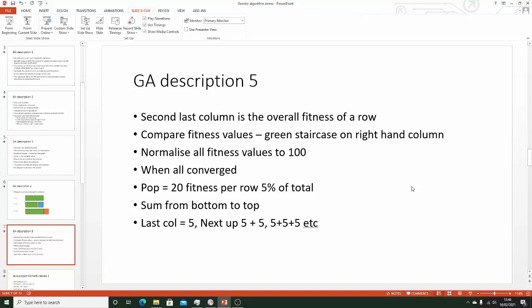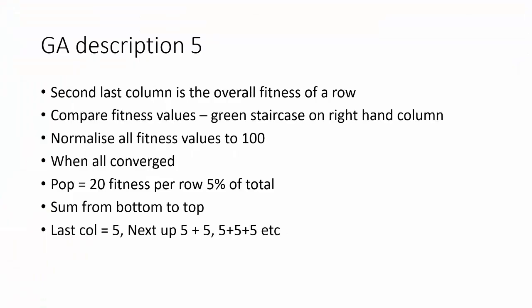The normalized values for the fitness are shown in the final column. The second last column shows the overall fitness of a row. You can determine if the system has converged by looking at the final column, which gives a sort of a staircase effect of green bars.